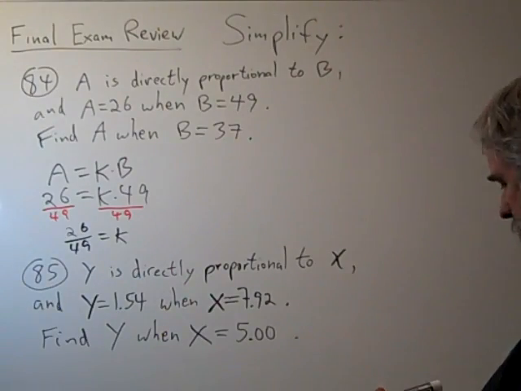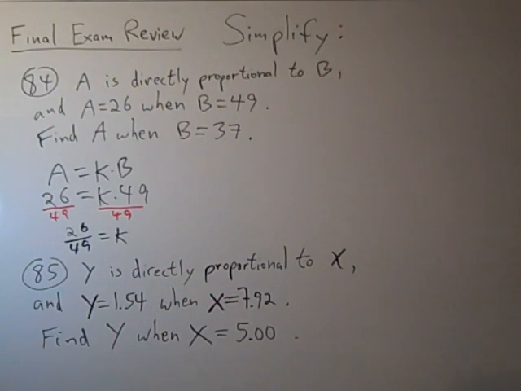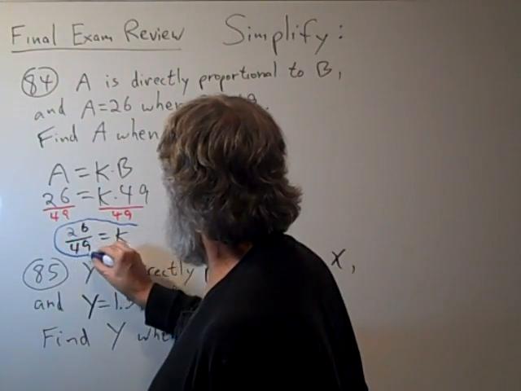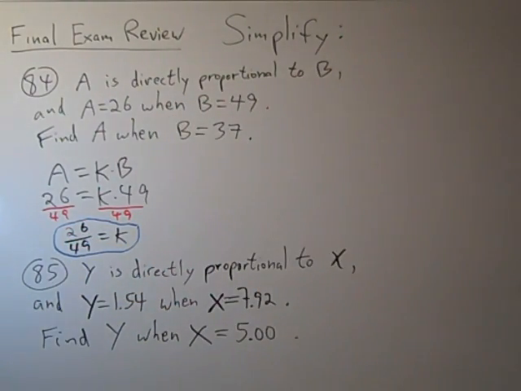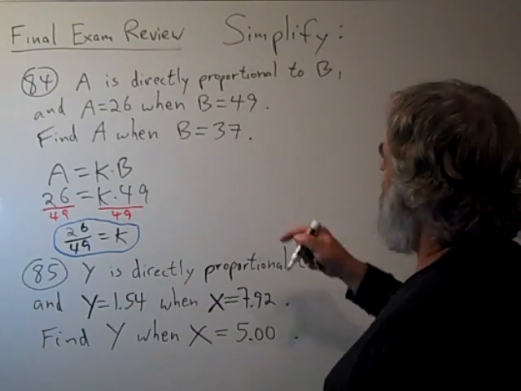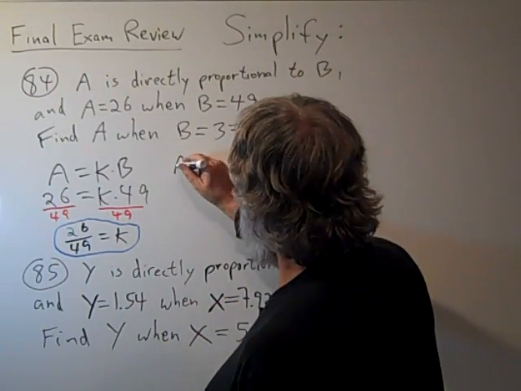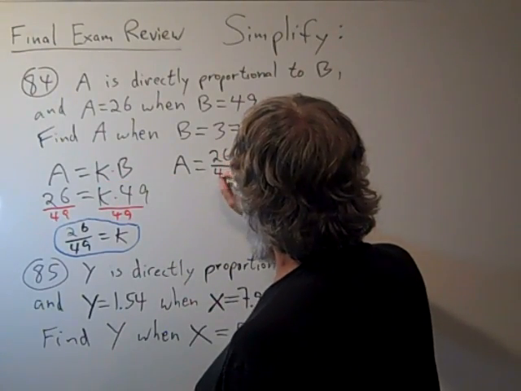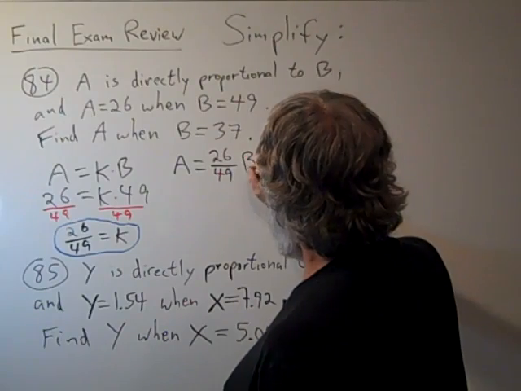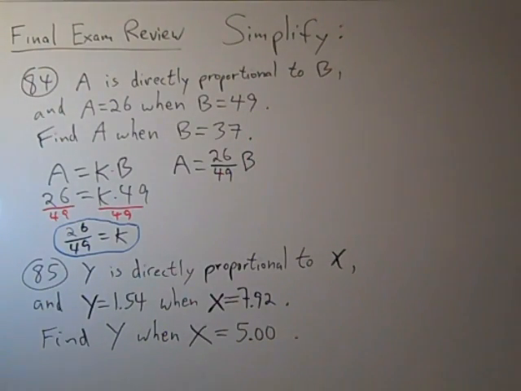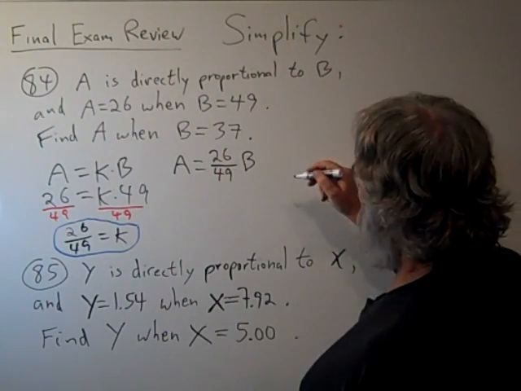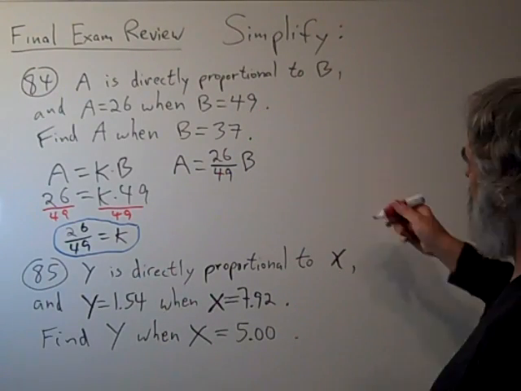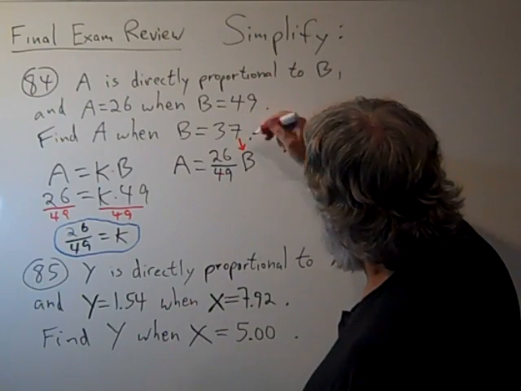So we found K, the constant of proportionality, and that's very crucial. Now that we know that, we can answer the question that they asked us. Find A when B is 37, because now we know that A is equal to not just any old K times B, but 26/49 times B. We can answer any question now that we're armed with this, and we're told, oh, when B is equal to 37, then substitute 37 in place of the B here.